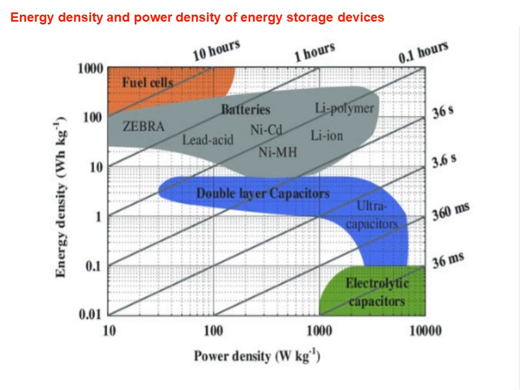And the energy density and the power density of the energy storage devices. The X-axis is power density and the Y-axis is energy density. So here are four types to discuss: the fuel cell, batteries, the double layer capacitor, and the electrolytic capacitor. The fuel cell has good energy density and low power density.